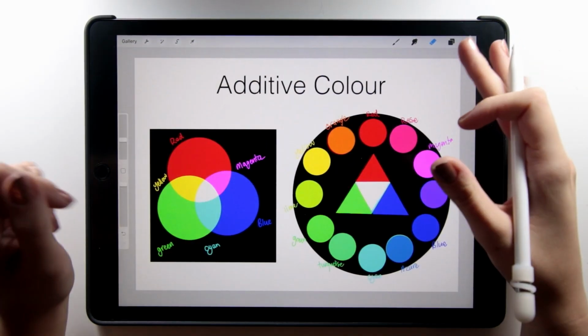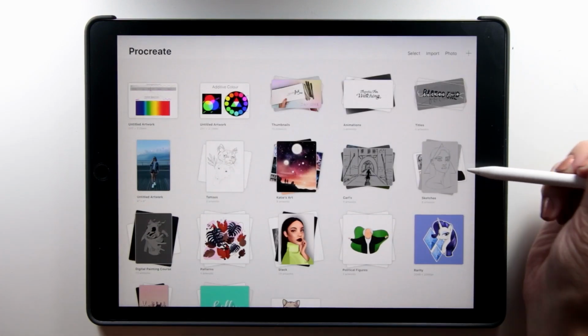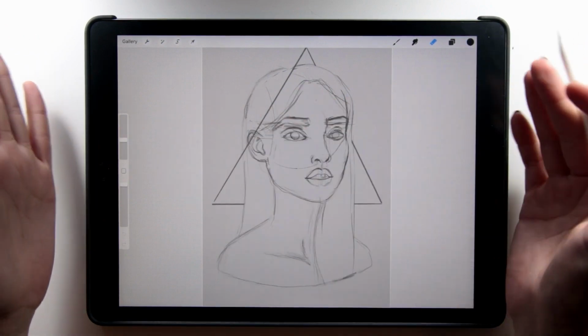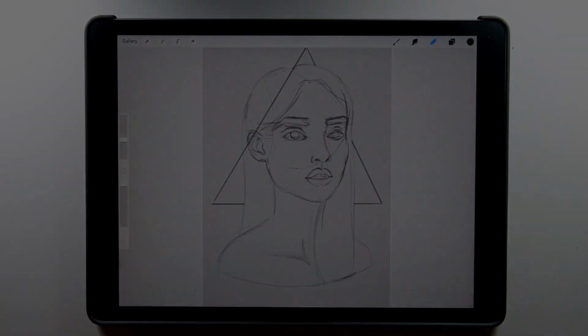Alright, it's time for a quick time lapse of this episode's drawing before we wrap this all up. So here's the sketch that I'm going to be colouring today, and after I've finished I'm going to print it out and show you just how different the two pieces look side by side. So let's get into it.